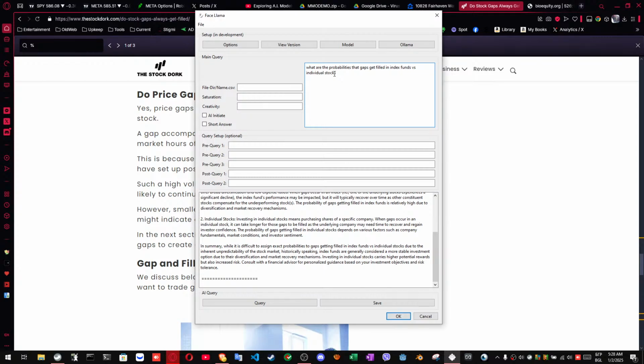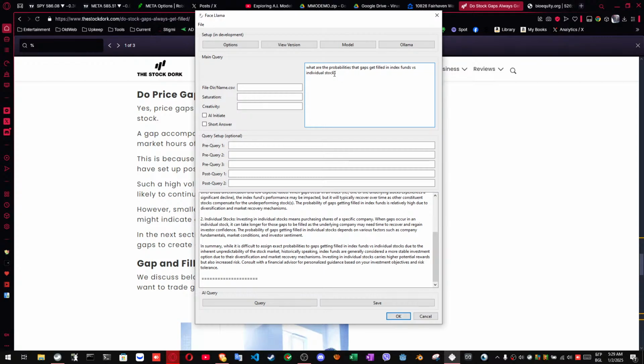2. Differences between index funds and individual stocks. Volatility: individual stocks are generally more volatile than index funds, which can lead to more frequent and larger gaps. Diversification: index funds are less likely to experience large gaps due to their diversified holdings, which can mitigate the impact of individual stock movements. 3. Factors influencing gap filling. Type of gap: exhaustion gaps are more likely to be filled than breakaway or runaway gaps. Market conditions, volume, market liquidity, trends and investor sentiment influence the likelihood of gaps being filled. Understanding these differences can help in making informed investment decisions.